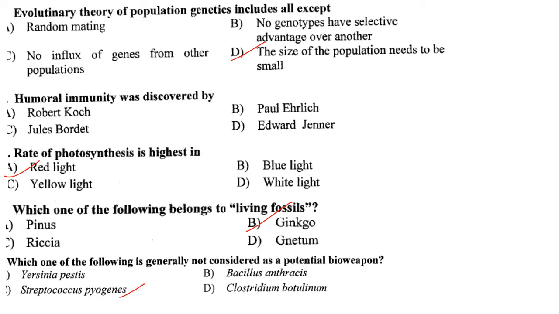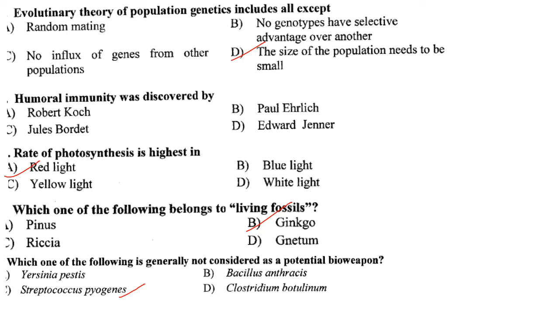Then, the evolutionary theory of population genetics includes all except: random mating, no genotypes have selective advantage over another, no influx of genes from other populations, the size of the population needs to be small. So the answer is option D, the size of the population needs to be small.